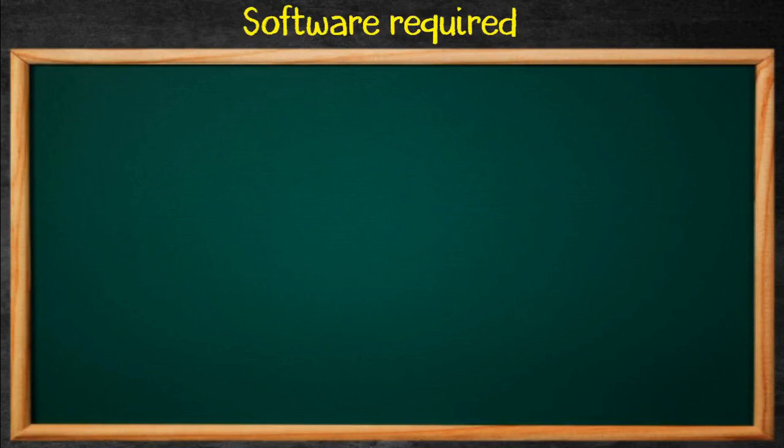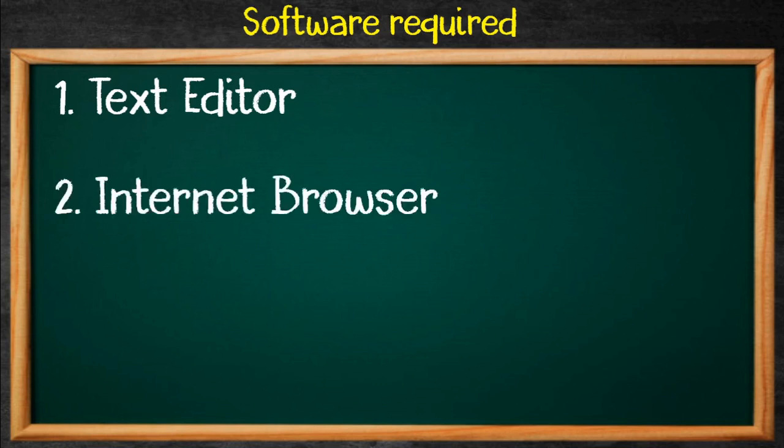Now, what software is required for us to practice HTML? Number one is a text editor, where we type the HTML code. Number two is an internet browser. With the help of the browser, we can see the result of our code. For the text editor we have Notepad. There are other text editors also, but this is the default one, given by Windows. We don't have to install it.